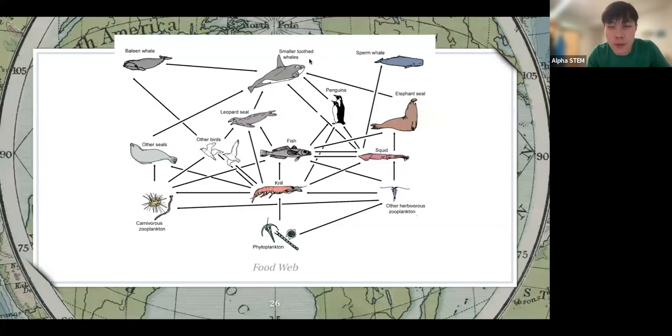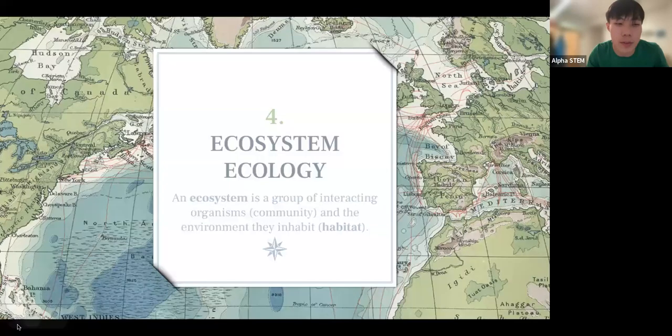And besides food chains, obviously it's not just a single chain of organisms eating each other. It's a whole interconnected web. And so different effects on this web can have reverberations throughout the whole rest of the web.